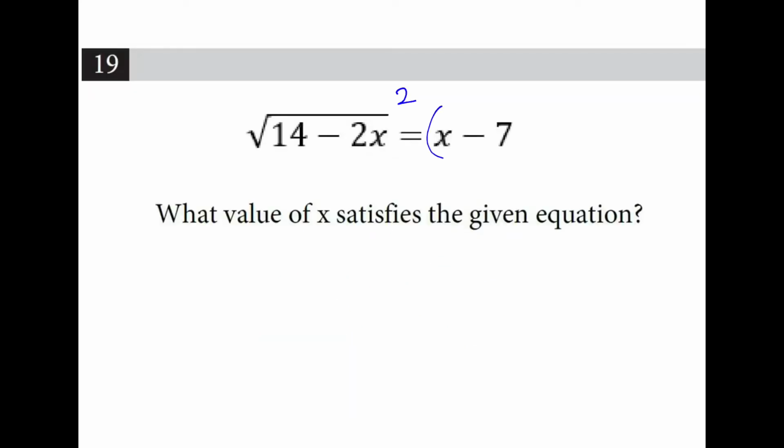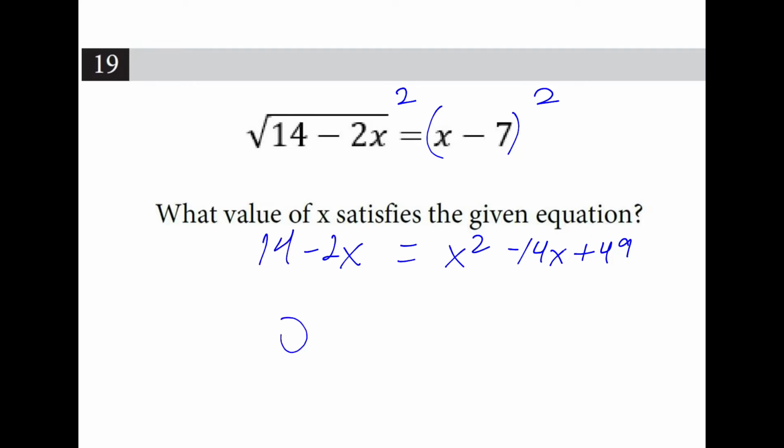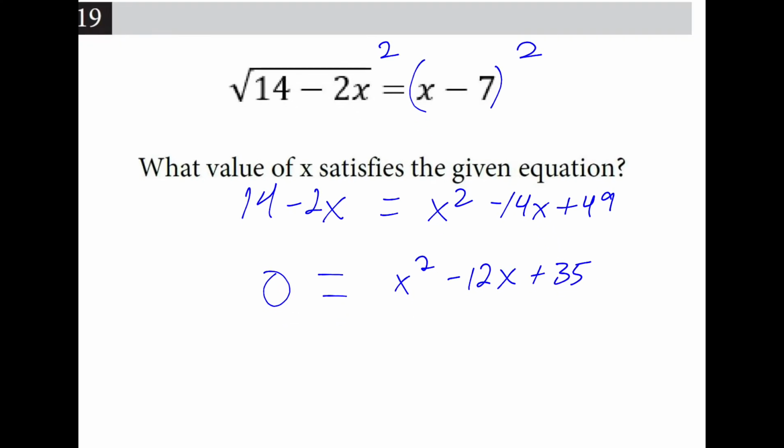First thing I do is I square both sides to get rid of the square root. So I have 14 minus 2x on the left, and I have x squared minus 14x plus 49 on the right. If I want this to be 0, I have to add 2x to both sides, so this becomes negative 12x, and I have to subtract 14 from both sides. So this becomes 35. Factors of 35 that add up to 12 are 7 and 5, and they're both going to be negative.